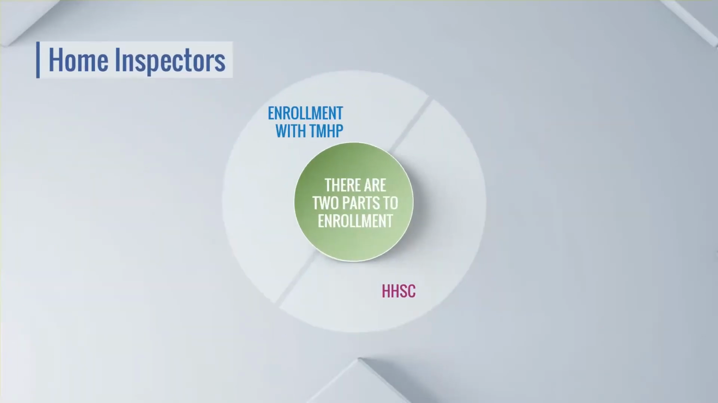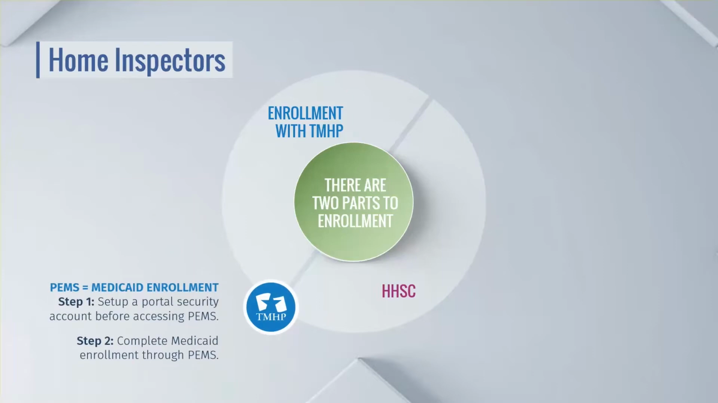Our last diagram explains the enrollment process for home inspector providers. Step 1. Home inspectors should enroll in Medicaid as soon as possible so that they are publicly listed as an enrolled CSHCN services program provider. This will make it easier for home inspectors to receive work immediately.